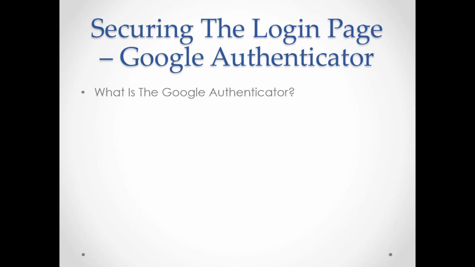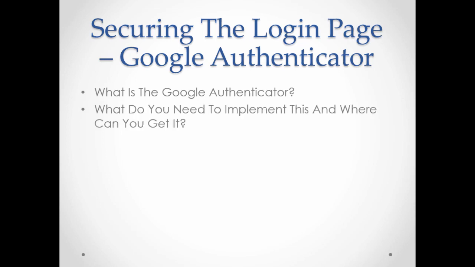On your WordPress admin login page, you need to enter your normal WordPress username and password, and then also enter the current 6-digit code that the app on your smartphone is displaying. If you take too long, then a new code will automatically be generated. So what do you need to do to implement this, and where can you get it? Well, let's take a look.